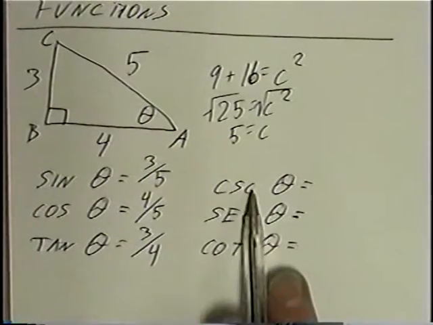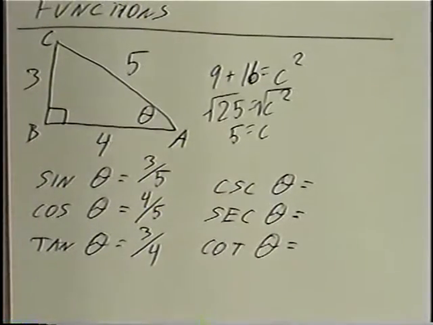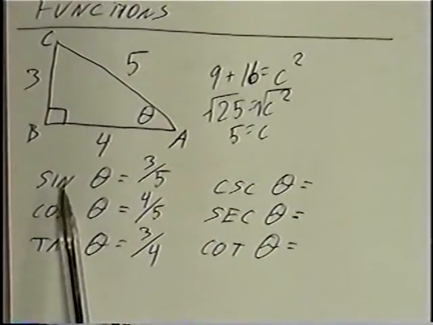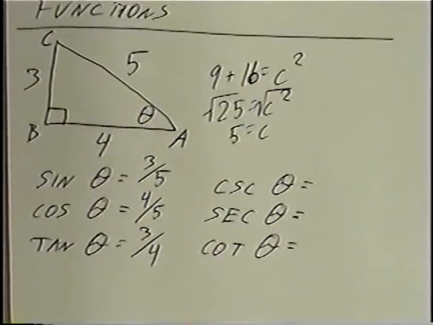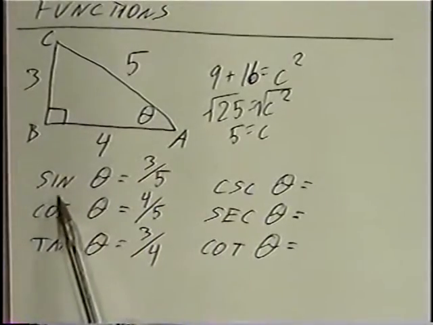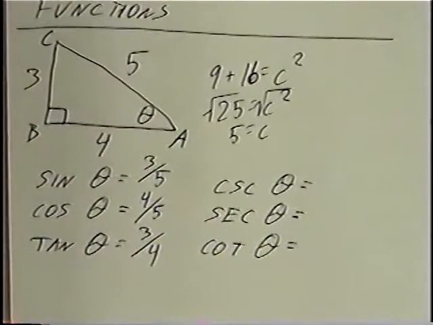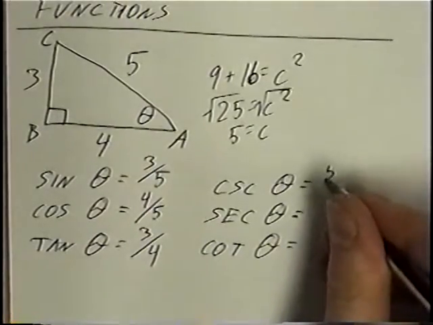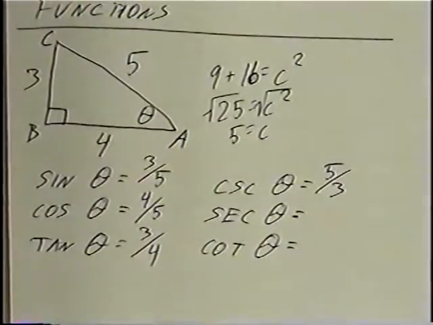For the other three trig functions, cosecant, secant, and cotangent, we could use the same right triangle, or we can also use the answers that we found of sine, cosine, and tangent. Cosecant, if you remember from previous sections, is the reciprocal, or 1 over sine of theta. If sine is 3/5, 1 divided by 3/5, or the reciprocal of 3/5, would be 5 over 3. So cosecant would be 5/3.